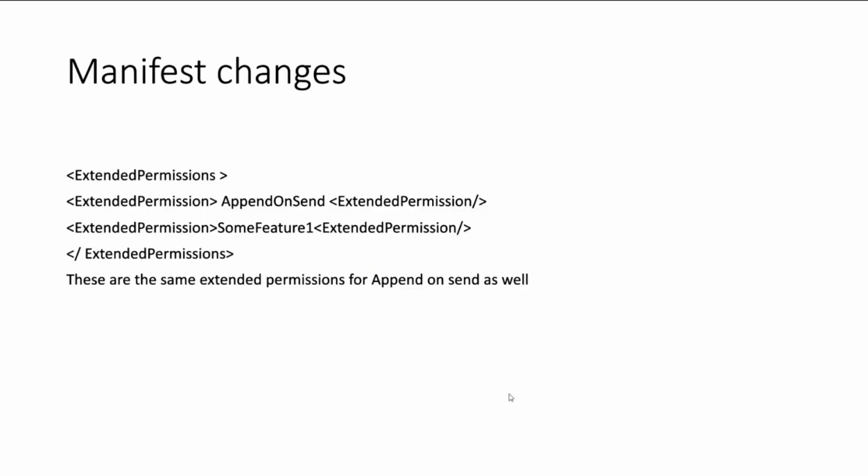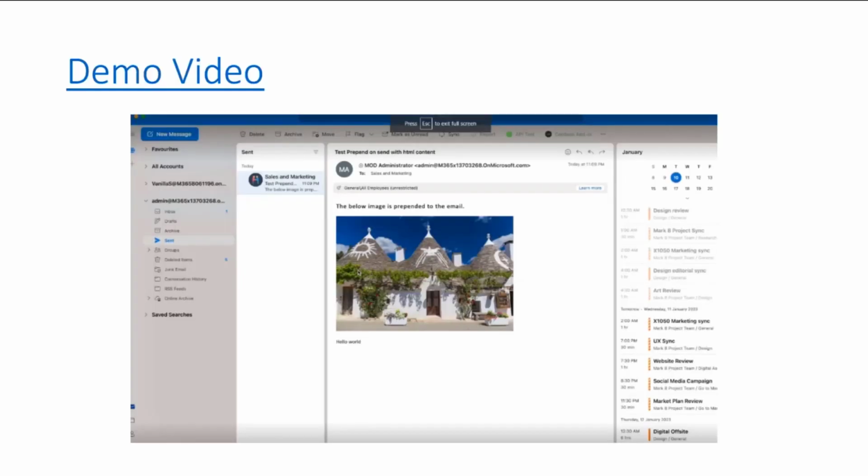The manifest changes are a little tricky. This is a tough call, but essentially what we are going to do is the extended permissions that we used for appendOnSend will also turn up for prependOnSend. So in the extended permissions section, you'd have to mention prependOnSend in your manifest, and that should get appendOnSend and prependOnSend working for both. The manifest changes, maybe I'll show you how it quickly looks like. This is how the end product would look like. I could run a demo video for you.